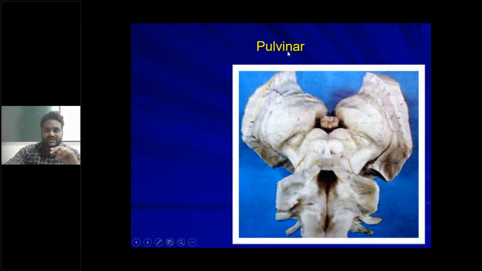In this picture, we can see the pulvinar, that is the posterior end. This arrow is showing the posterior end, or pulvinar. You see here, this part of the thalamus is called the pulvinar. It overhangs the geniculate bodies.